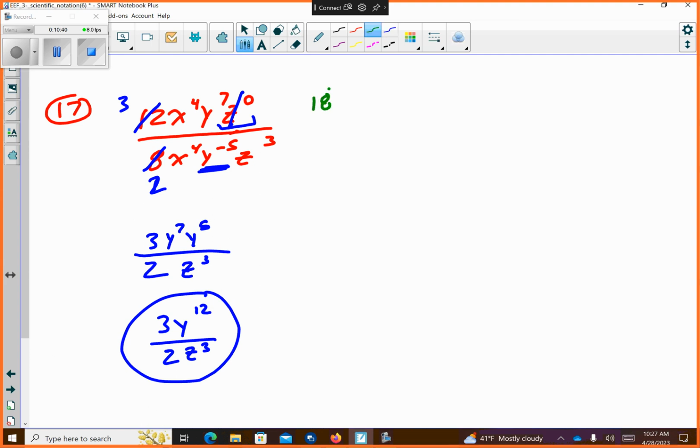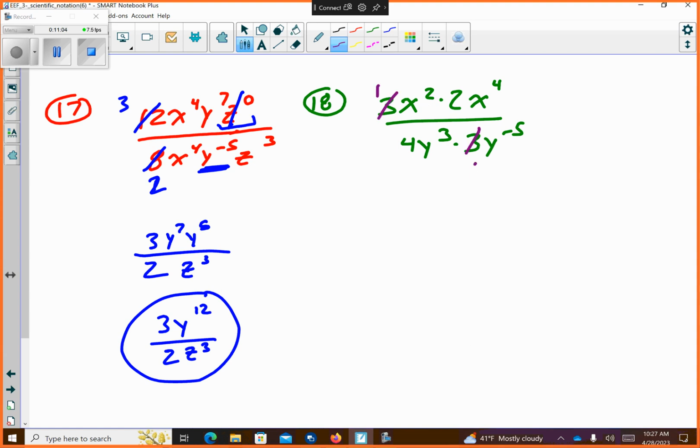Number 18. Four y to the 3rd times 3y to the negative 5. All right. So we have a bunch of different stuff that we can start combining together. But being everything's being multiplied, we can start reducing. Like this 3 will reduce with this 3. This 2 will reduce with this 4. So right now, I know I have a 2 on bottom. I might have a 1 on top, but I'm not sure.